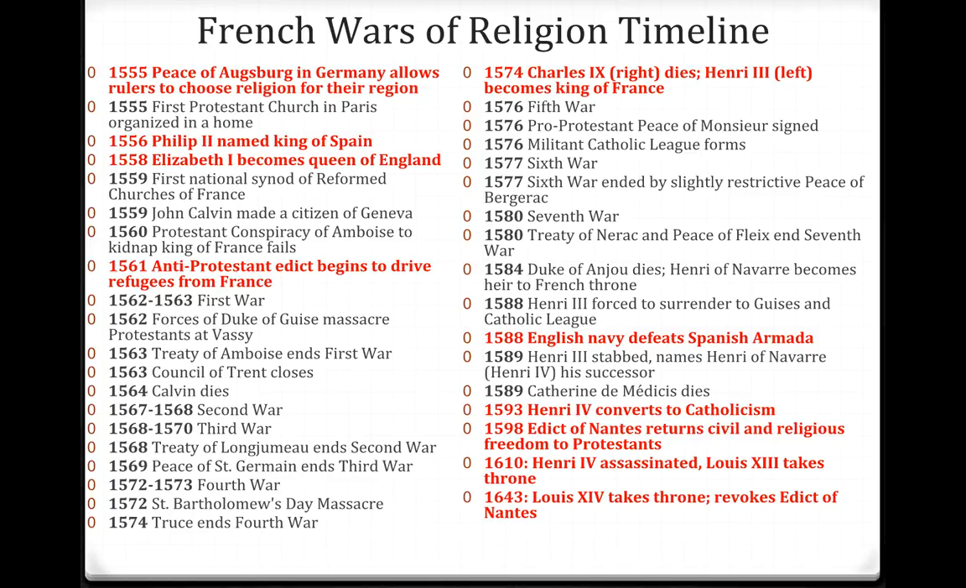Look at the years. Philip is named King of Spain. Elizabeth becomes Queen of England. Anti-Protestant edicts begin occurring. You've got multiple wars. Focusing on here, English defeats the Spanish Armada. Good for you, Elizabeth. And Henry IV converts to Catholicism, but then issues the Edict of Nantes. And then he's assassinated. His successor takes the throne. Louis XIII, Louis XIV revokes the Edict of Nantes.